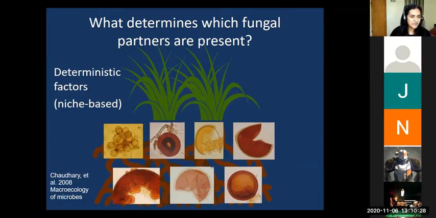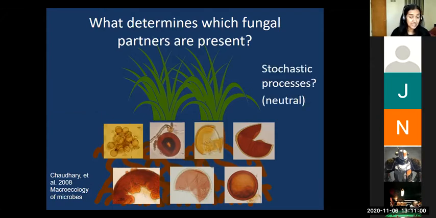And we know from a fair amount of research that lots of different factors determine which species you find in a given location or not. Some of those factors can be what we call deterministic or niche-based. So that means like the soil pH or the climate of the region, or even the land history of the region can affect which fungal species you see in a given location. But increasingly, we're starting to look at stochastic processes, we call them neutral processes, or random processes that affect whether you see a species in a given location or not.